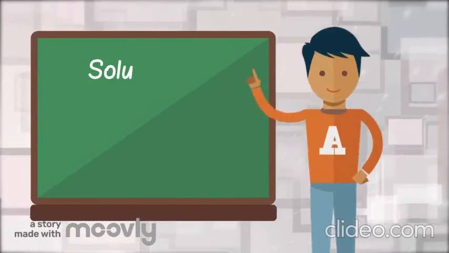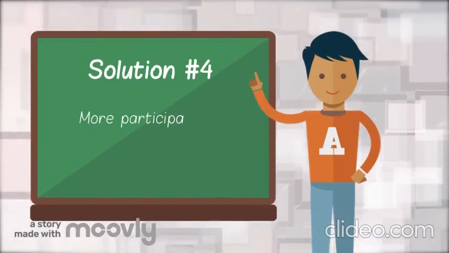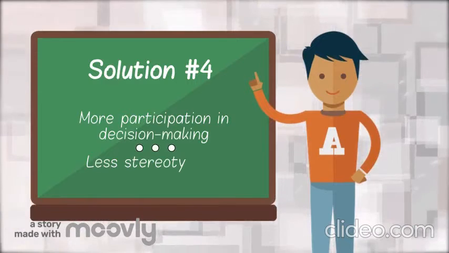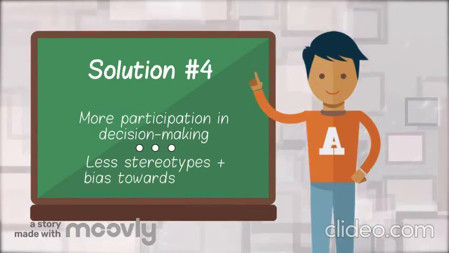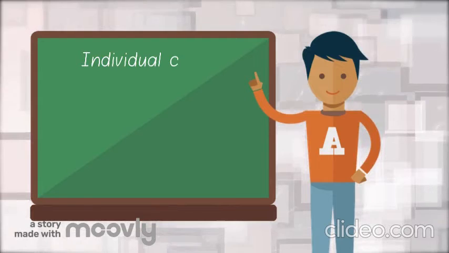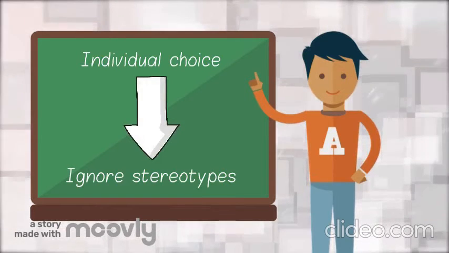Fourth, as a society, we should invoke better participation in decision-making. Doing this would lessen stereotypes as well as biased thinking towards other social groups and statuses. For this to be effective, people should individually choose to treat others in a way that does not rely on stereotypes.